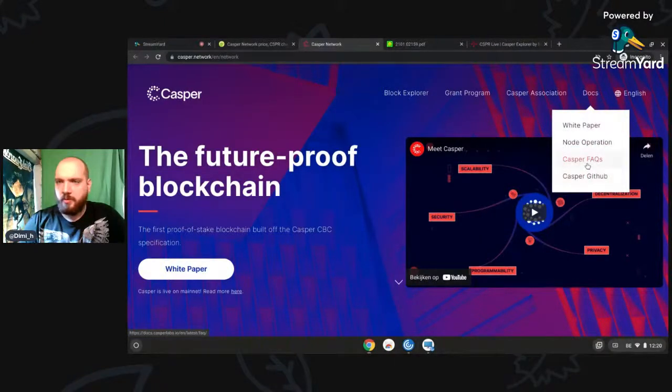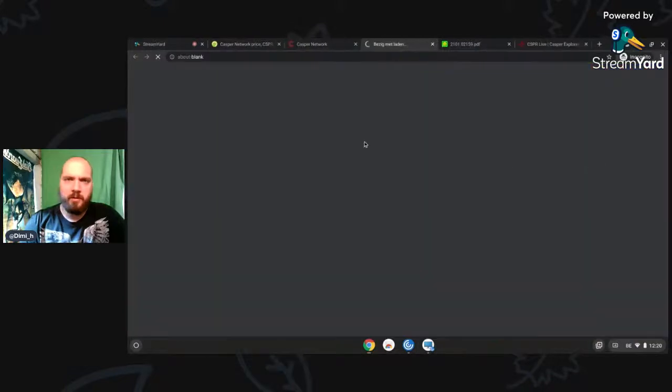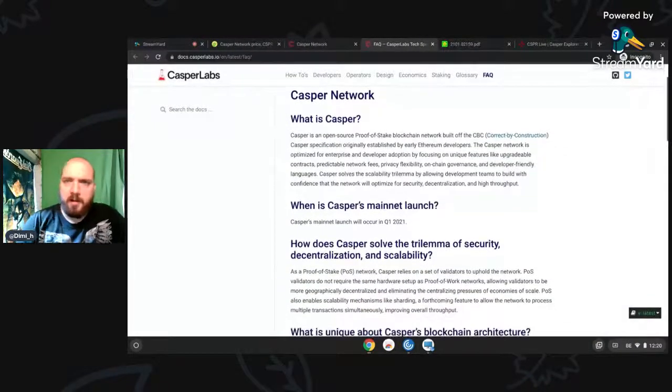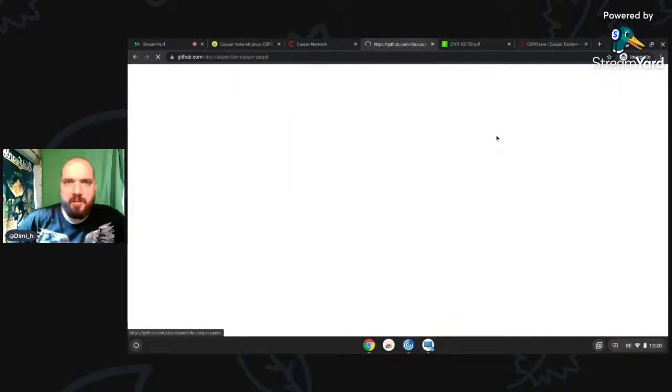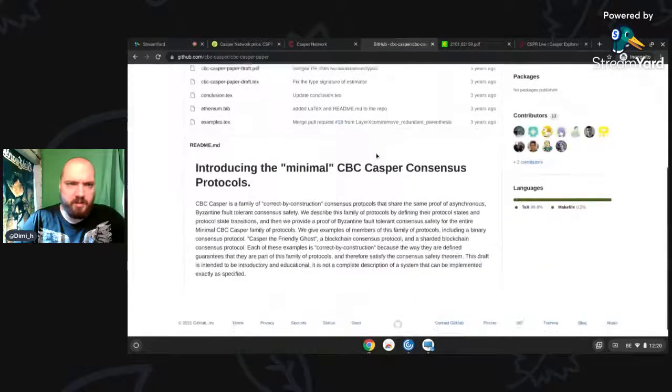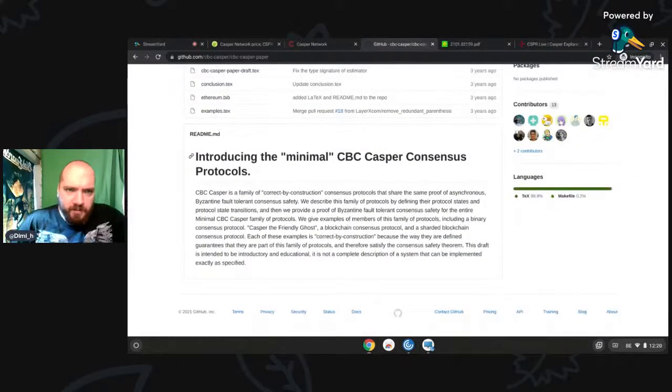Casper GitHub. Let's do the facts here, the frequently asked questions. Correct by construction, Casper specification. I'm going to click on it. I'm curious what it is about. Correct by construction consensus protocol that shares the same proof as asynchronous Byzantine fault-tolerant consensus. They describe this family of protocols by defining the protocol states and protocol state transitions.